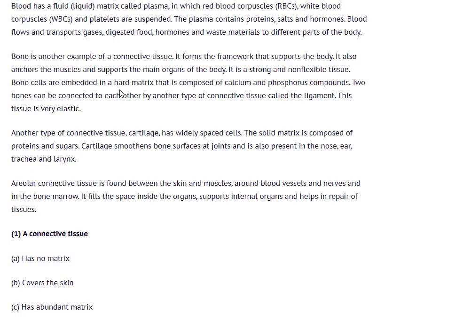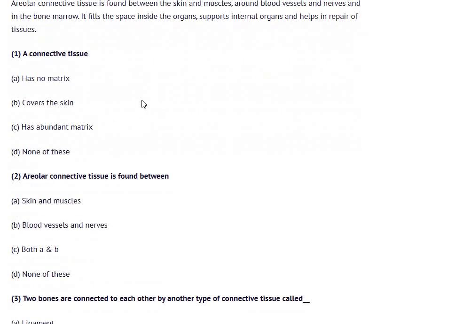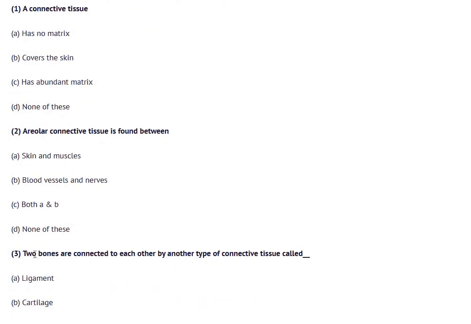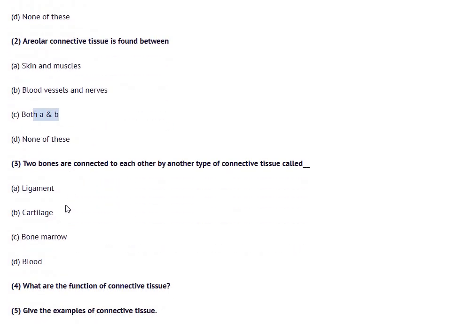So let's get started with the questions. A connective tissue covers the skin, has no matrix, has abundant matrix. So it has abundant matrix. Areolar connective tissue is found between blood vessels and nerves, skin and muscle, both A and B. So it is C, found between skin and muscle, blood vessels and nerves, both A and B. Two bones are connected to each other by another type of tissue called ligament.